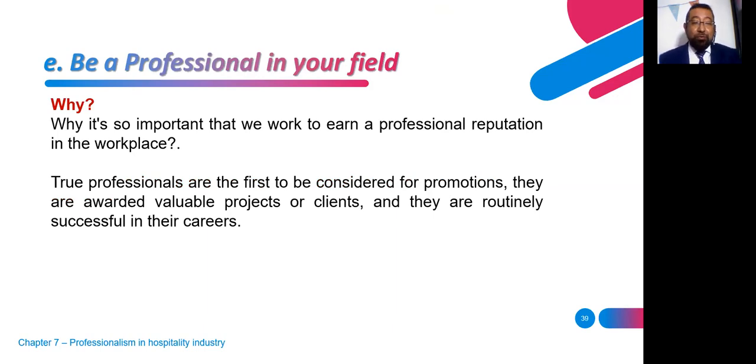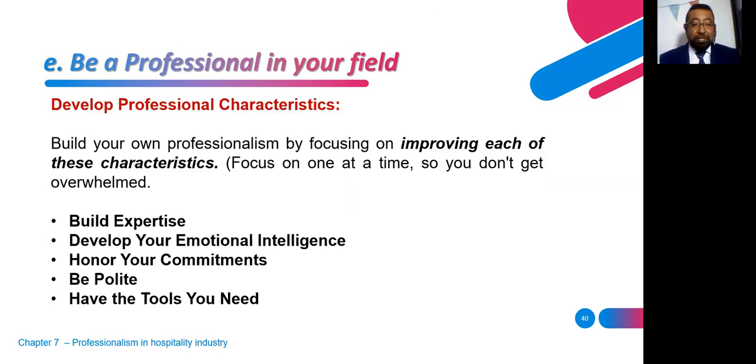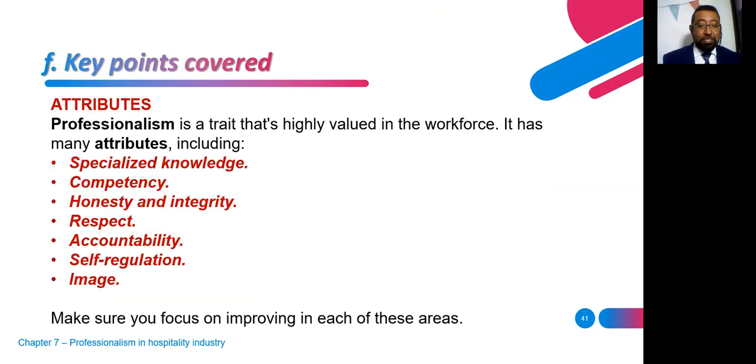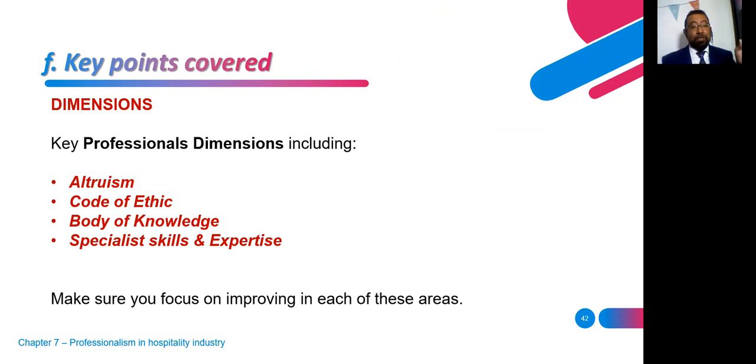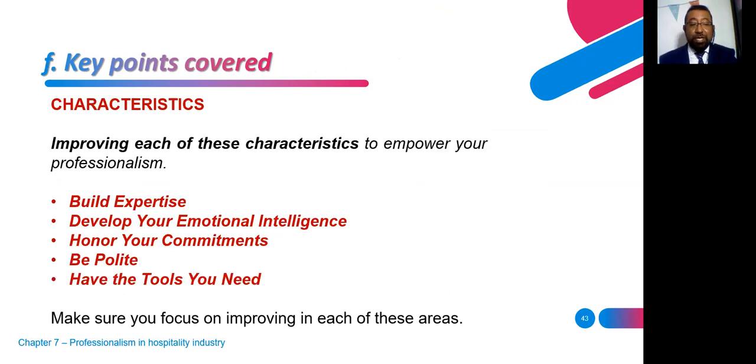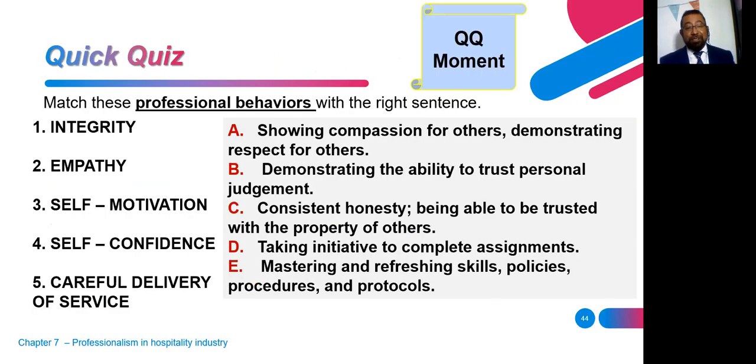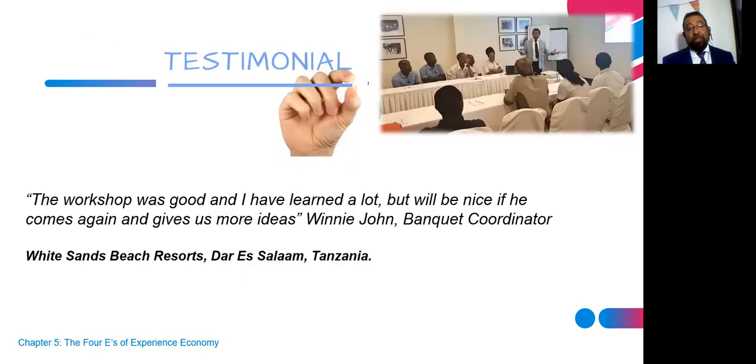Then we come to why you need to be professional in your field. These are the characteristics: build expertise, develop your emotional intelligence, honor your commitment, be polite, have the tools you need. All of this we will go through one by one in the full class. So the key point we already covered is the attributes, dimensions, and characteristics that you need to act as a professional. As I said, this is a long chapter with another quickie question, but I'm trying to move faster here. This is just an introduction, and we have a testimonial.